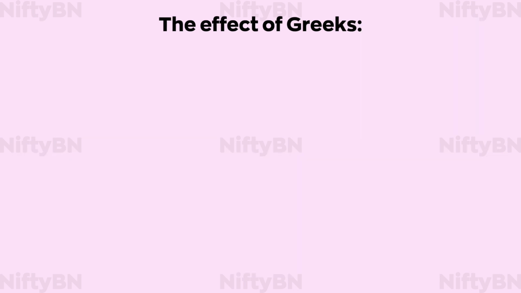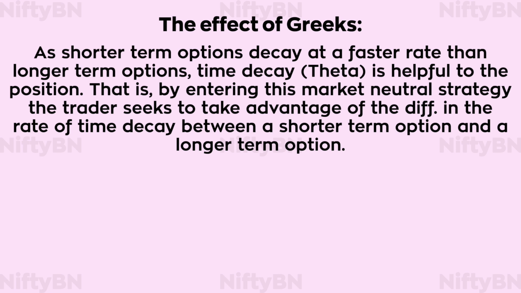Let's see the effect of Greeks on the double diagonal spread position. As shorter term options decay at a faster rate than longer term options, time decay is helpful to the position. That is, by entering this market neutral strategy, the trader seeks to take advantage of the difference in the rate of time decay between a shorter term option and a longer term option.